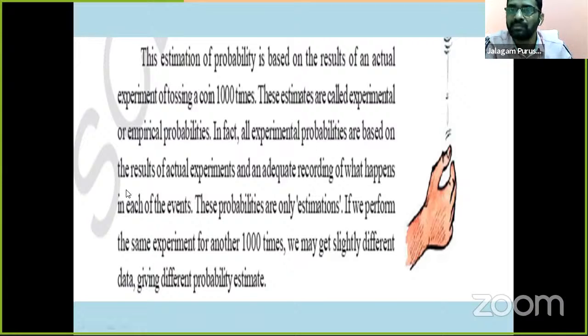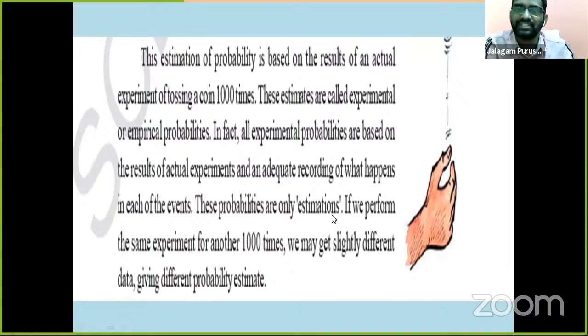In fact, all experimental probabilities are based on the result of an actual experiment. Experimental probabilities are based on real experiments, with an aggregate recording of what happens in each of the events. They gather the information with reality. So that is the experimental or empirical probability.